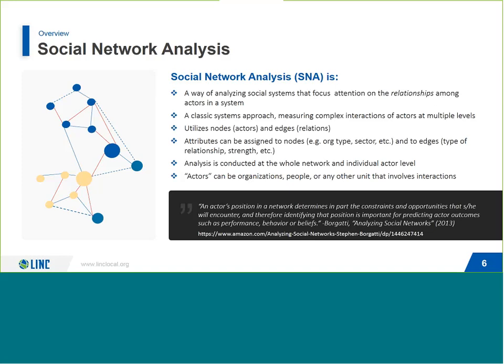So perhaps with a node, if the node represents an organization, an attribute might be the type of organization. Maybe it's a business, maybe it's an NGO, maybe it's a governmental office, or it could be the sector, whatever might make sense in that context. And then the attributes for the edges could be something categorical, like a type of relationship. Maybe sharing information is one attribute versus transacting commercially. But then it could also be something like strength. So is it a strong relationship? Is it a weak relationship? And there's all sorts of ways to define those, which I'll talk a little bit more about.